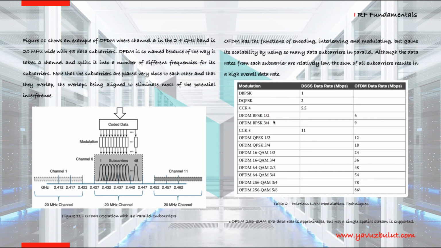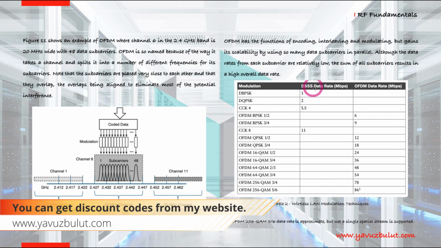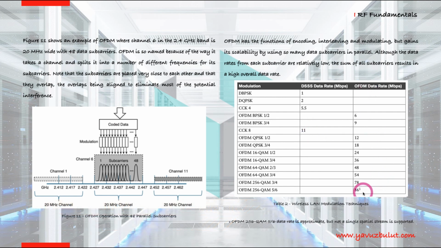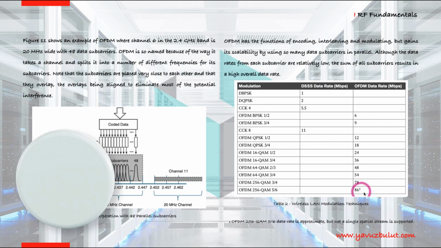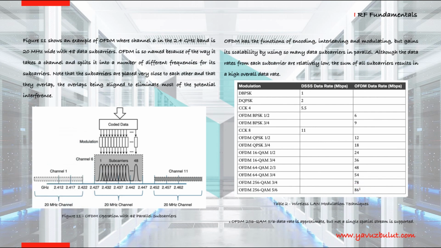The table here shows the wireless LAN modulation techniques, where you can see DSSS, and here you can see the data rate values of OFDM. DSSS reaches a maximum speed of up to 11 megabits per second, while OFDM can reach a speed of 86 megabits per second, where the OFDM 256 QAM 5/6 data rate is approximate.